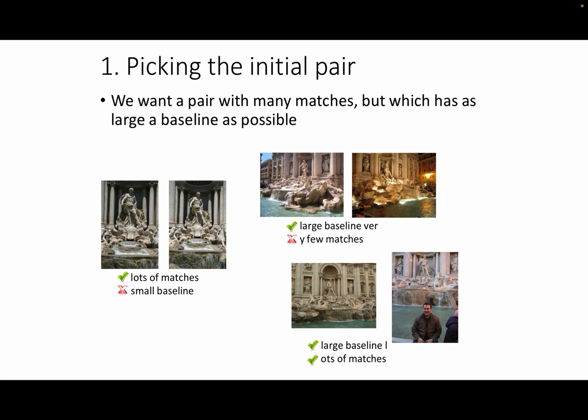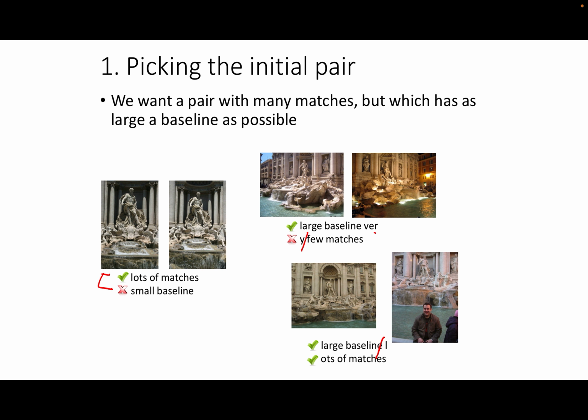So how can we pick initial pairs? There are several things that we need to consider. We want a pair with many matches. That is definite, right? We want a pair with many matches so that we can lift the points to 3D space better. But there are two things we need to consider: lots of matches, and baseline.